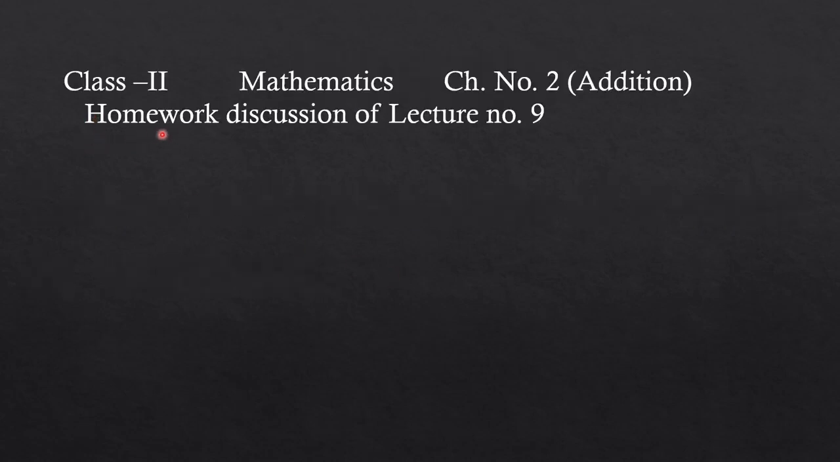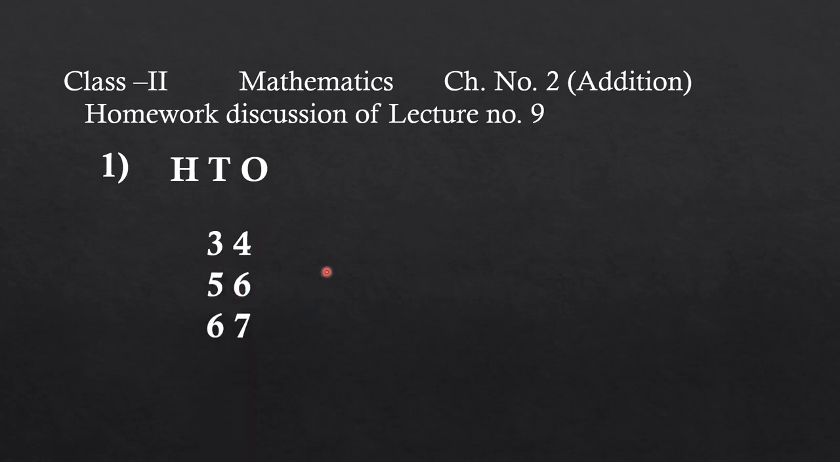Now, homework discussion of lecture number 9. So I had given you sums, so let's discuss about it. In question number 1, beta, I had given you to add 34, 56 and 67. So we will start from our ones place.